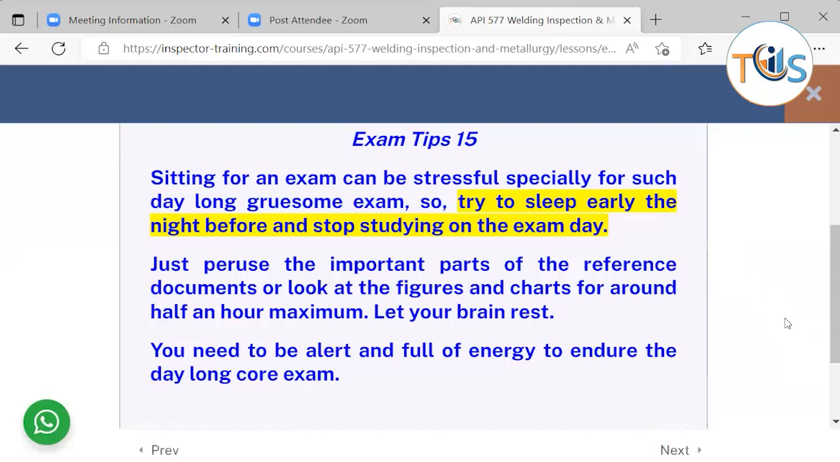Sitting for an exam can be stressful, especially for such a gruelling exam. So try to sleep early the night before and stop studying on the exam day. Just peruse the important parts of the reference documents and look at the figures and charts for around half an hour maximum. Let your brain rest. You need to be alert and full of energy to endure the day-long core exam.